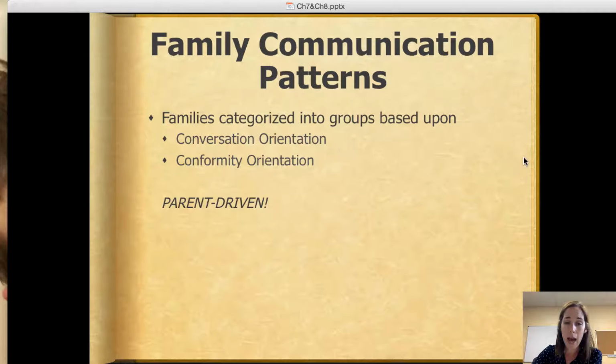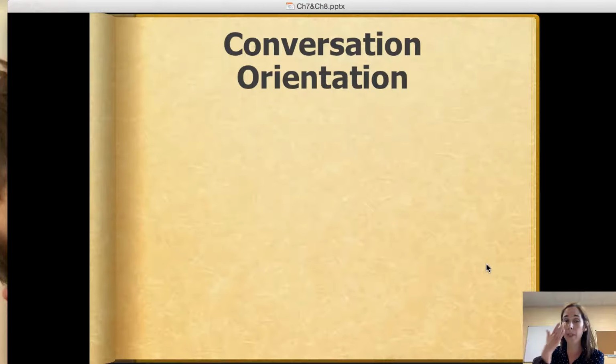FamComm patterns are the last thing that we'll talk about in this unit. FamComm patterns are based on two orientations. These are ways of categorizing families into groups to understand how they work, and all of this is very parent-driven. Some of it overlaps a little bit with the circumplex model. Now, we've got conversation orientation and conformity orientation. So, let's talk about each of these. Where you fit on these continua is where you are in your family type.